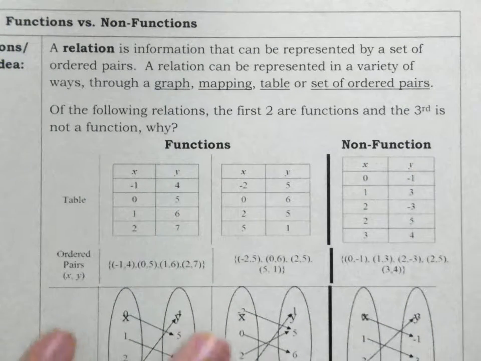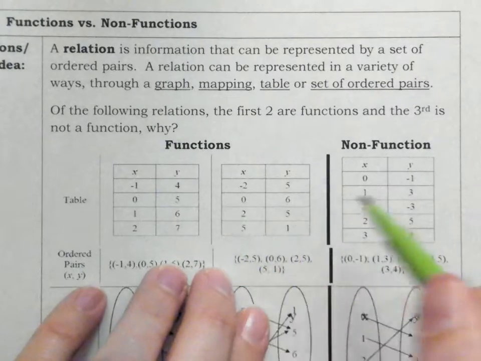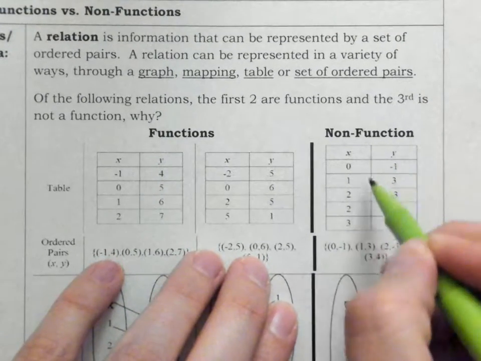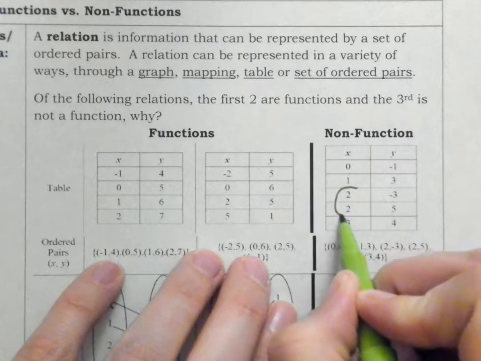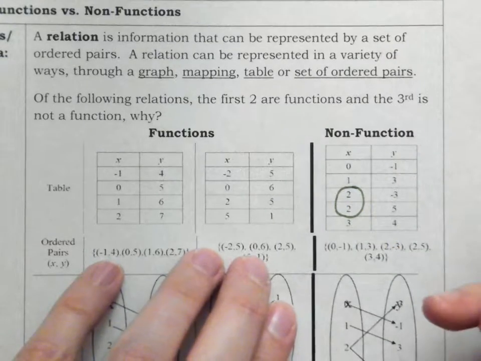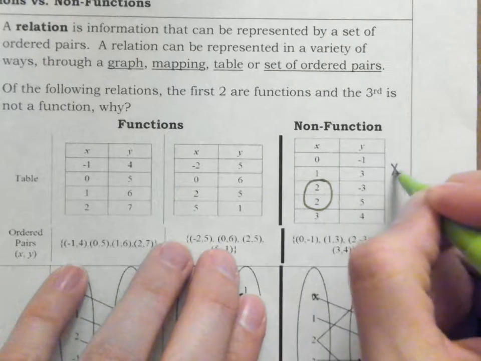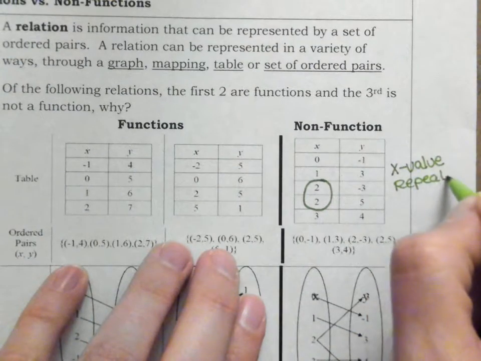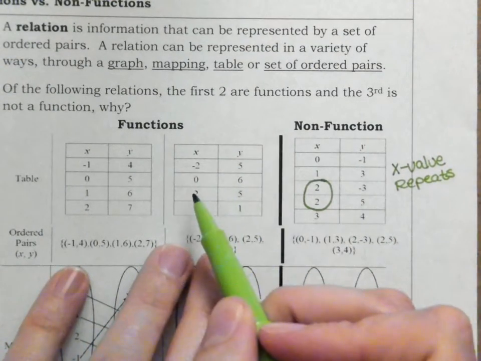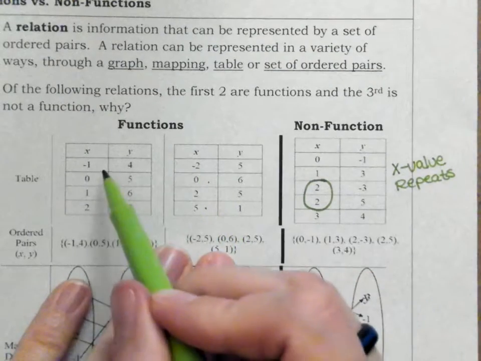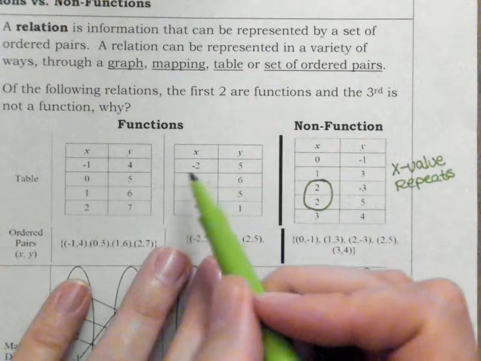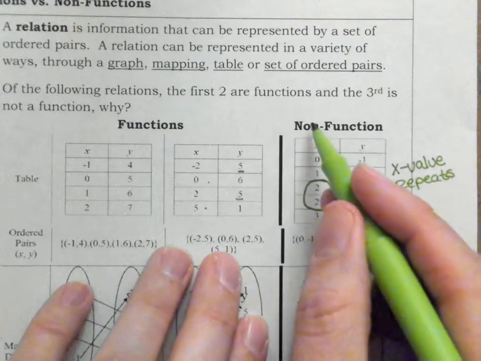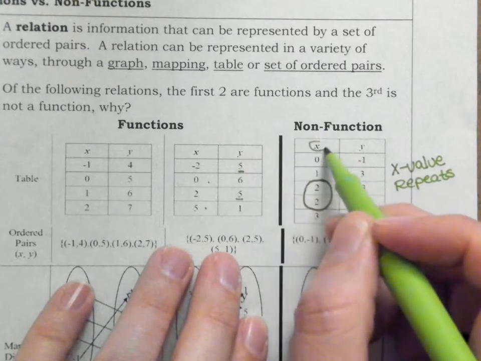about why. And so if you look for a pattern amongst the different tables here, you will notice that this one is not a function because the x values repeat. Okay, so it's not a function because the x value repeats. Over here on the function side, we have all different x values: -1, 0, 1, 2. Even though the y values repeat, like here the y value repeats, that doesn't matter. When we talk about functions and non-functions, we only look at the x values.